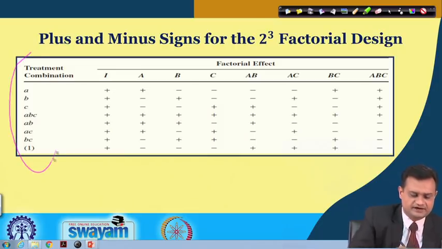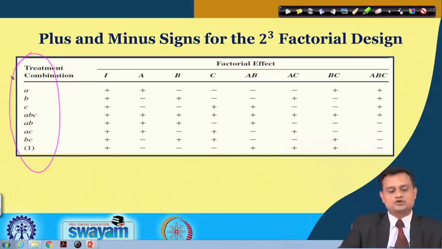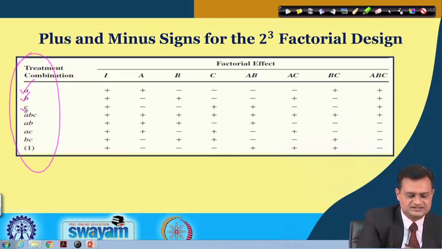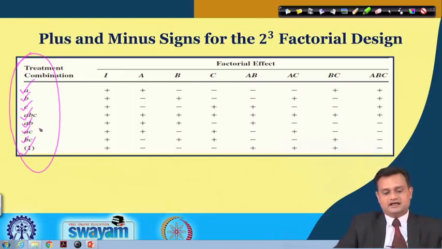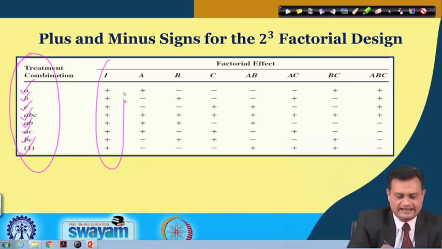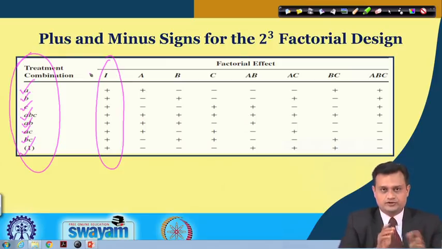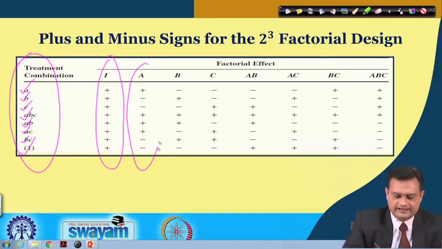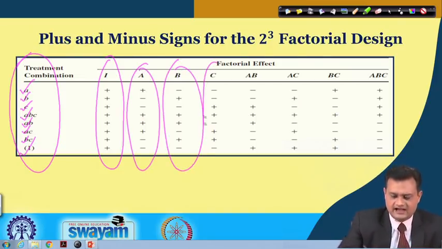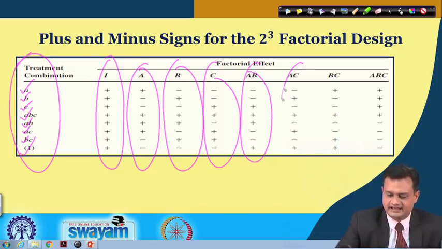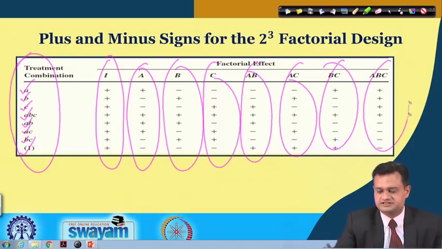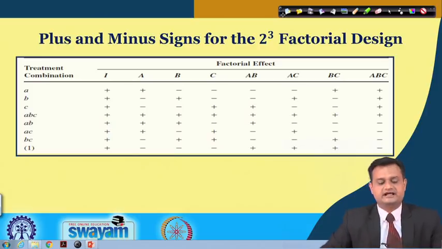So this is the treatment combination. So you have A, B, C, ABC, AB, AC, BC and 1. You have something called I. So this is my identity column, and I am just introducing it. I have A, I have B, I have C, AB, AC, BC and ABC. Now let us try to appreciate how we will read this table.